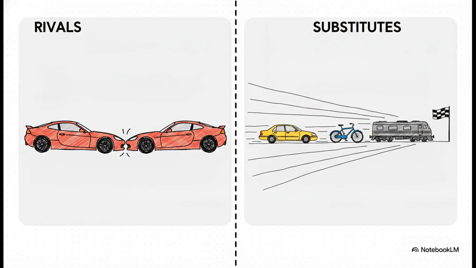But a substitute performs the exact same function or satisfies the exact same basic customer need, but it often looks completely different. It's not Pepsi versus Coke, it's Pepsi versus bottled water. Both totally quench your thirst, but they come from entirely different industries. It's not choosing between a Toyota and a Nissan, it's choosing between driving a car and taking the train, or even riding a bicycle. The underlying need is transportation, but the actual forms are completely distinct.